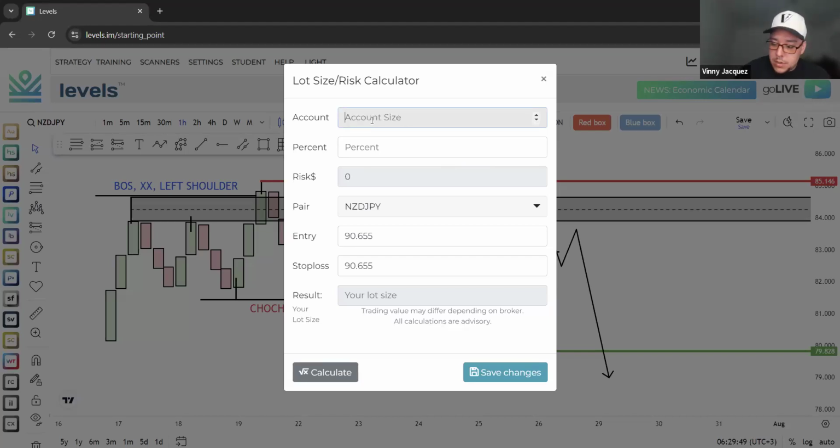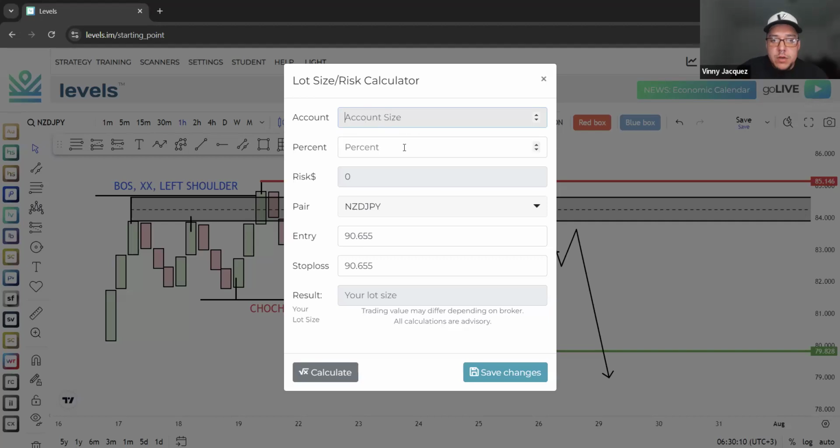Oops, 3,500. Am I tripping? If that's what your account is at, that's what you put in there. If your account is at $200, that's what you put in there. If your account is at 15,000, that's what you put in there. Whatever your account is at, that's what you put in.